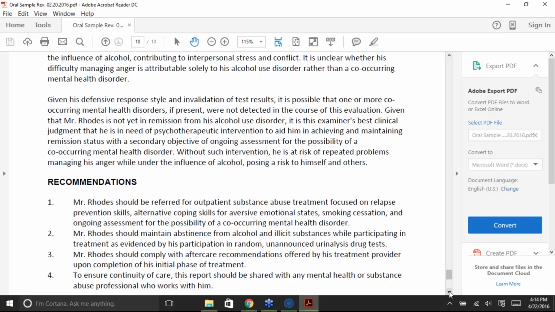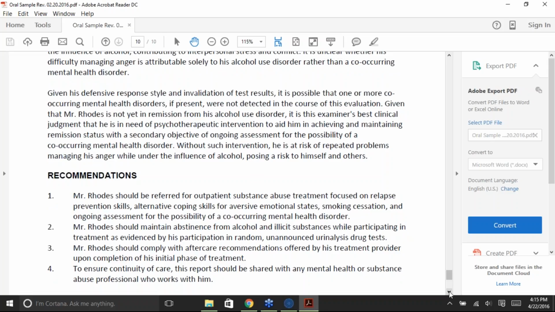Number 1, Mr. Rhodes should be referred for outpatient substance abuse treatment focused on relapse prevention skills, alternative coping skills for aversive emotional states, smoking cessation, because remember one of my diagnoses was a tobacco use disorder, and ongoing assessment for the possibility of a co-occurring mental health disorder.